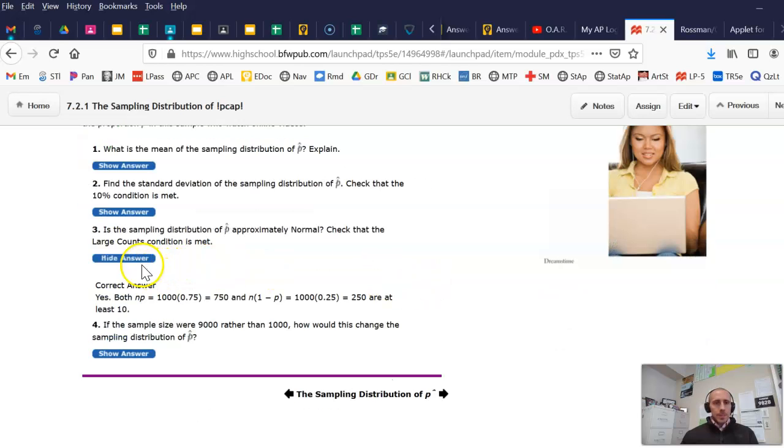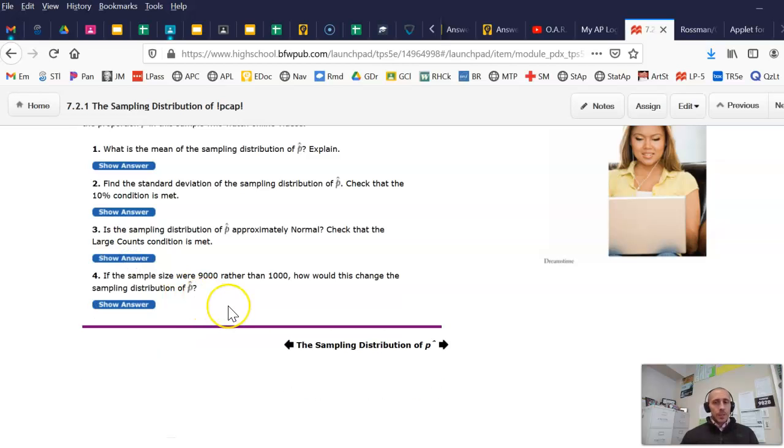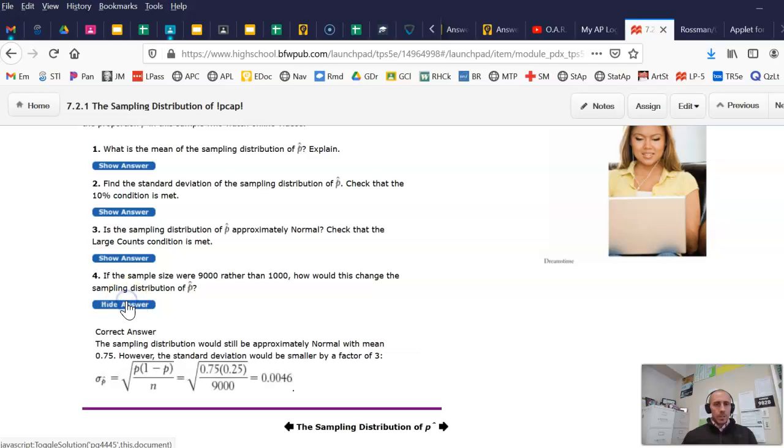If the sample size was 9,000 instead of 1,000, what would change? Well, as sample size increases, the variability decreases. This is increasing by a factor of 9, but since it's under the square root, and the square root of 9 is 3, the standard deviation would be 1/3 the original size. Now, if what I said doesn't make sense, you can always plug in the 1,000, plug in the 9,000, and divide those out, and you're going to get 0.3 repeating. It's 1/3 the size of what it used to be.